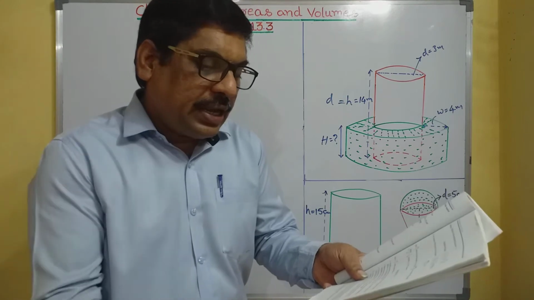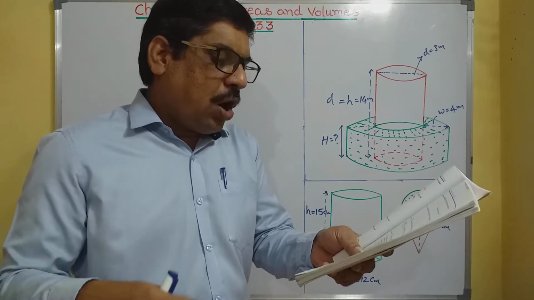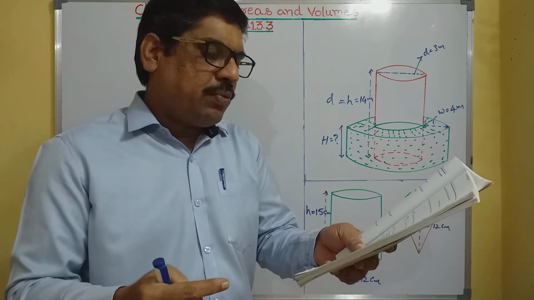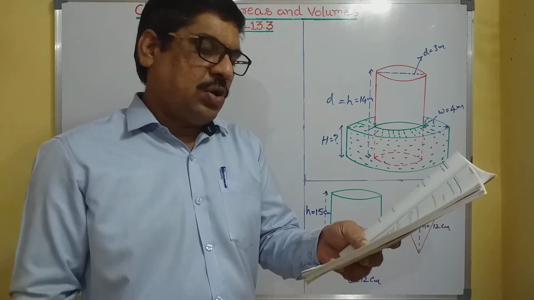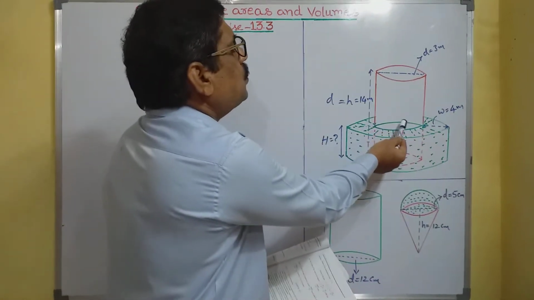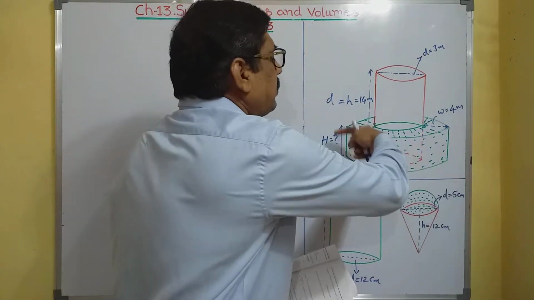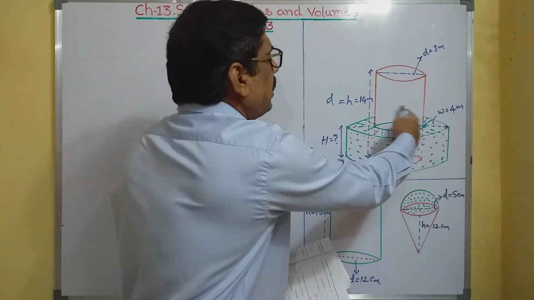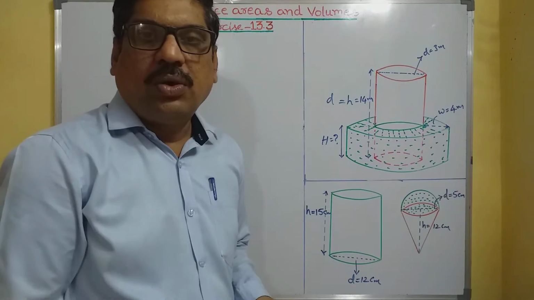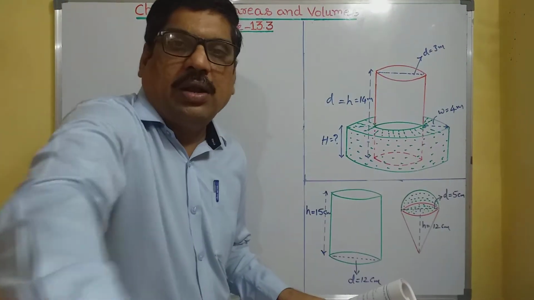The earth taken out of it has been spread evenly all around it in the shape of a circular ring of width 4 meters. Now, see, the soil which we get from the well was spread out like this around it. In the green color it is there. It was spread out like a ring around the well.